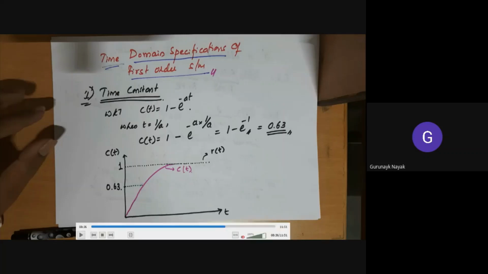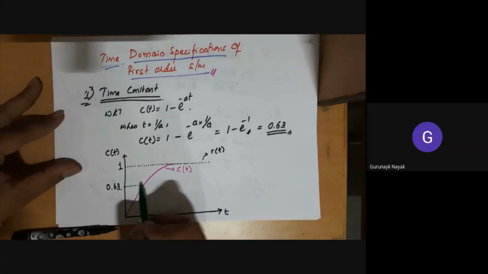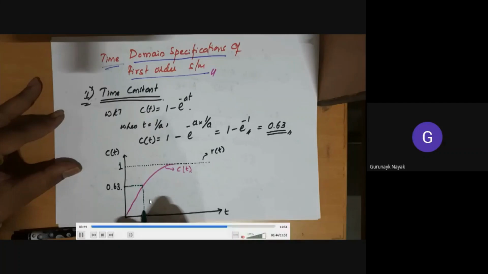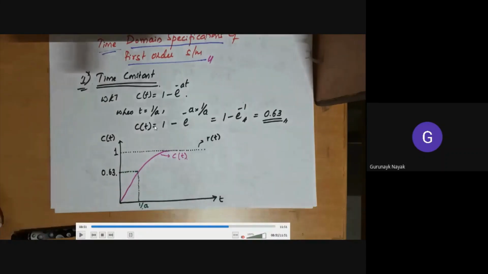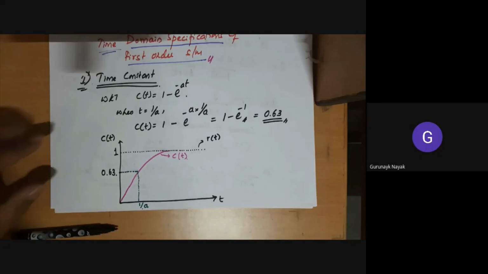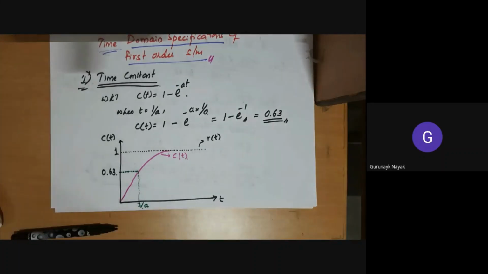Let us locate this point on the graph. We have unity magnitude on the y-axis at this point. 0.63 is obviously less than 1, and approximately I have marked it here. To reach 0.63, it takes some time, and that time is equal to 1 by a on the time scale, 1 by a seconds. So if you make a table and calculate for 1 by a seconds, your output is 0.63. That particular time is termed as time constant. It is a simple definition. Time constant is given by 1 by a for the first order system.